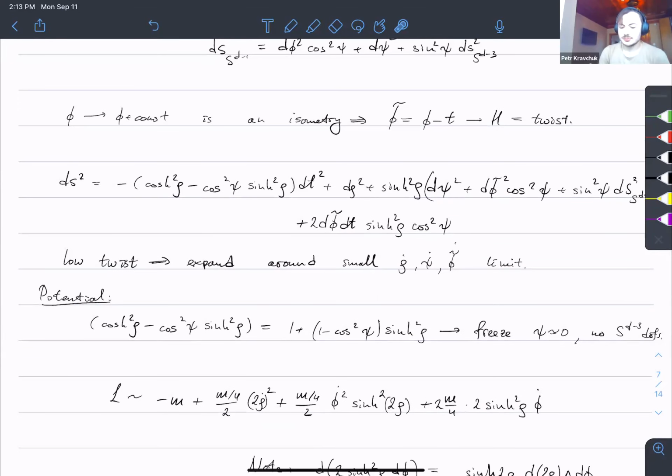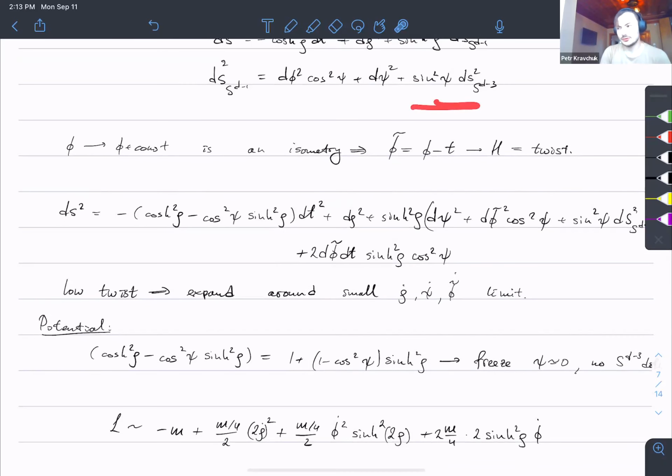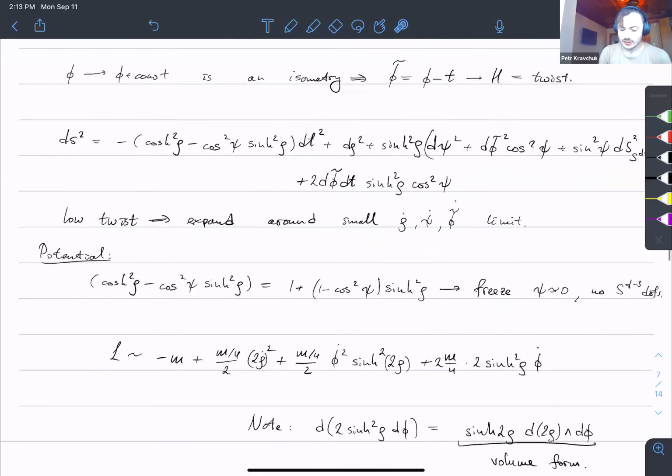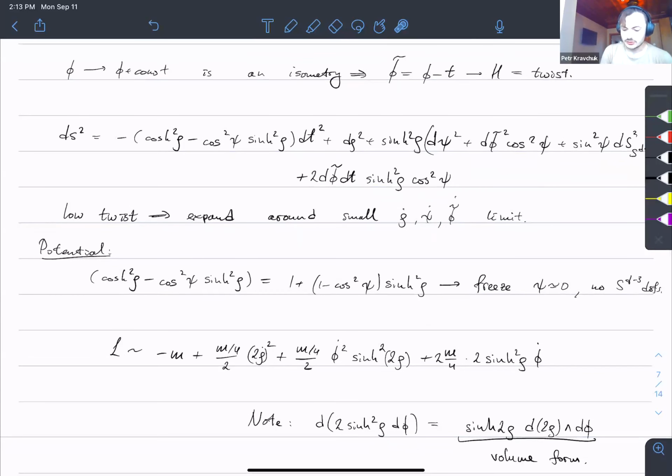And then when you do this expansion, you set psi to 0, so we forget about psi, and we also forget about S^(D-3) because it's now shrunk to 0 at psi equals 0. One way to think about this is that the degrees of freedom given by this S^(D-3) and psi form an isotropic harmonic oscillator, which you're just putting into the ground state. So you're killing all these degrees of freedom at the same time. Then you only have rho and phi tilde left, and you get this expansion to the second order.